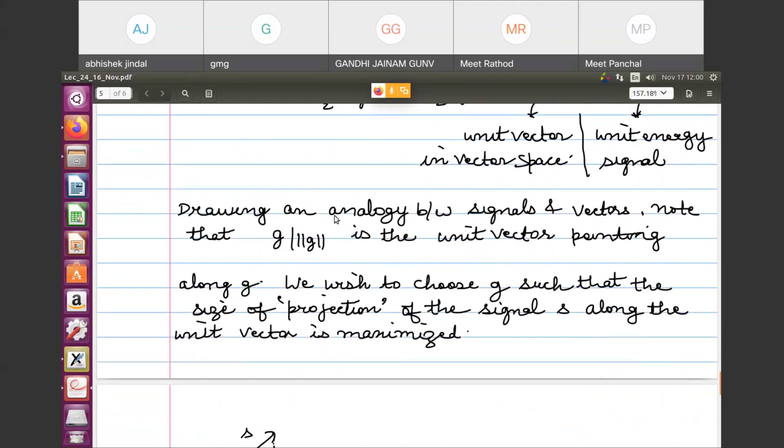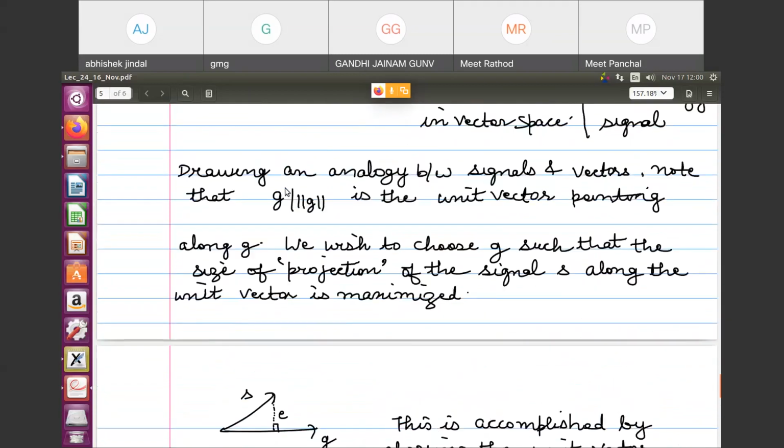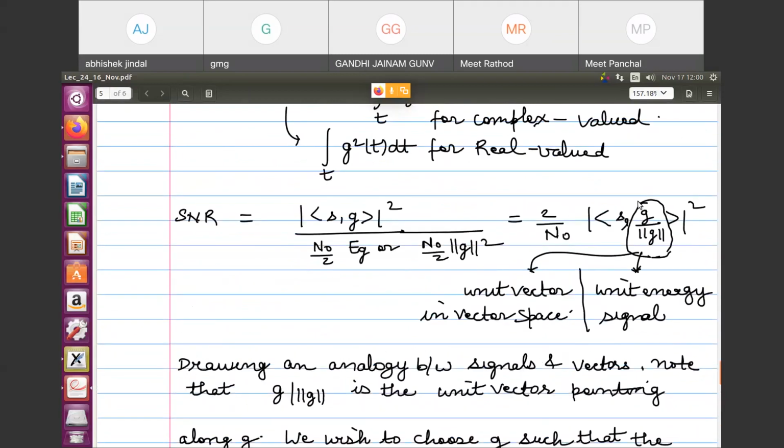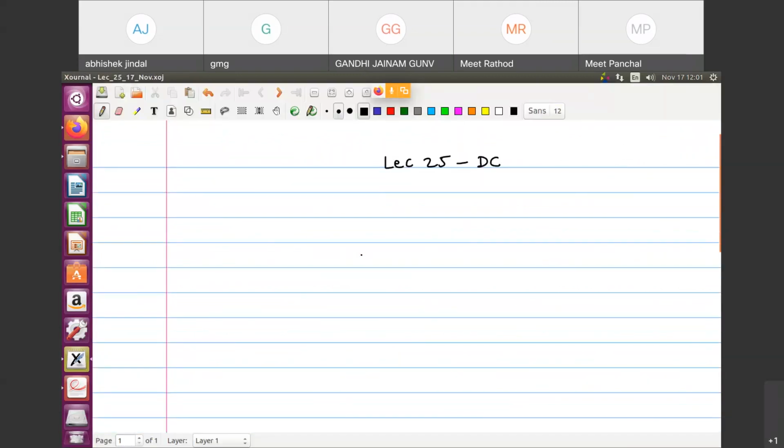So I think we left this derivation, after substituting G as some function of S, or you can say a scaled version of S. How do you get this? So we'll start from the point where we left. First of all, let me state the theorem. This is in continuation with what we were doing.